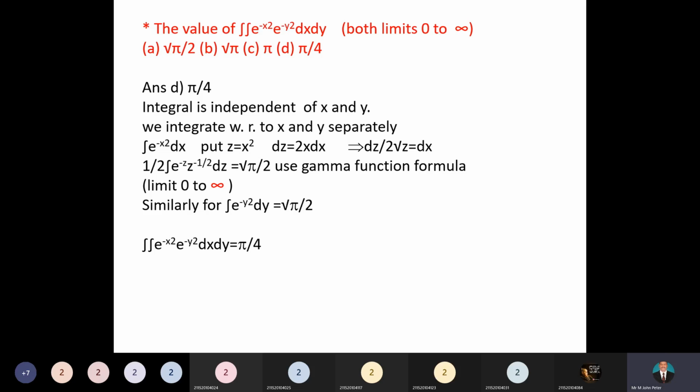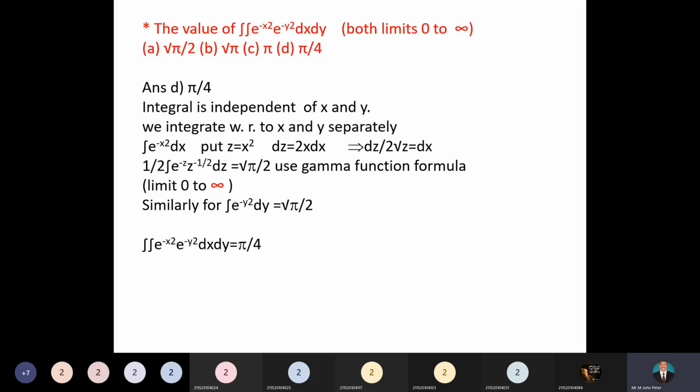By substitution we can make it. Substitute a new variable z in place of x square. So z equal to x square, that is dz equal to 2x dx, and dz by 2 root z equal to dx. So the substitution for dx is dz divided by 2 root z. Substituting these values, you will get 1 by 2 into e power minus z, z power minus 1 by 2 dz. So you will get root pi by 2 by using the gamma function.